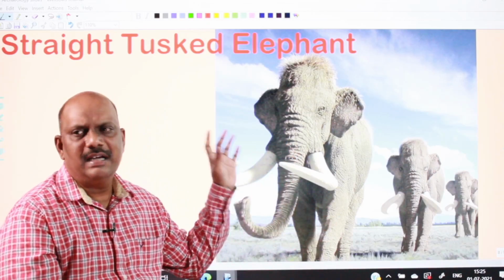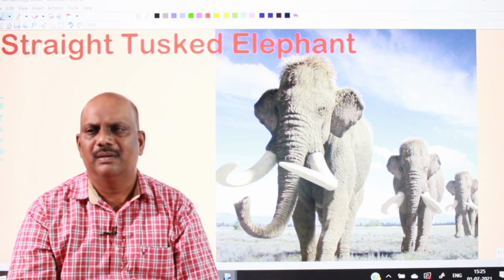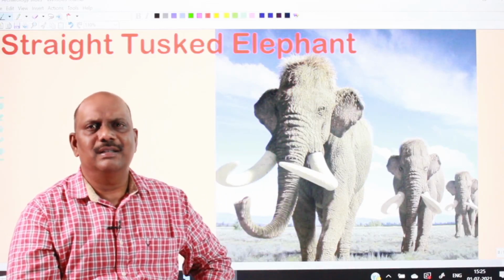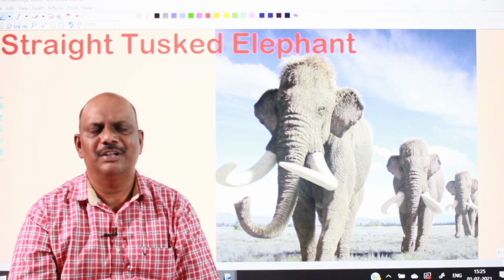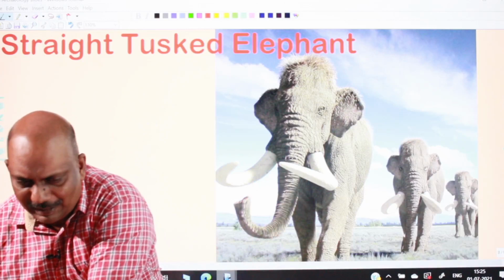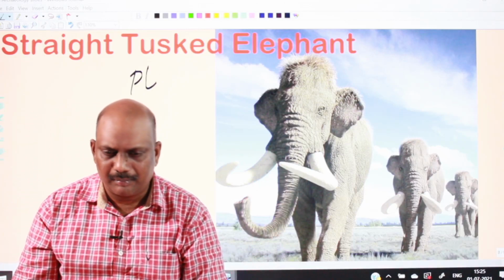This is a straight tusked elephant. You can see the hairs here, right? Earlier in ecological anthropology, we have discussed that these are adaptations to live under cold conditions. This we call a Pleistocene megafauna.